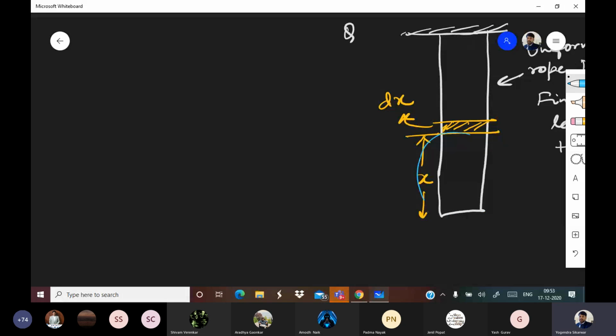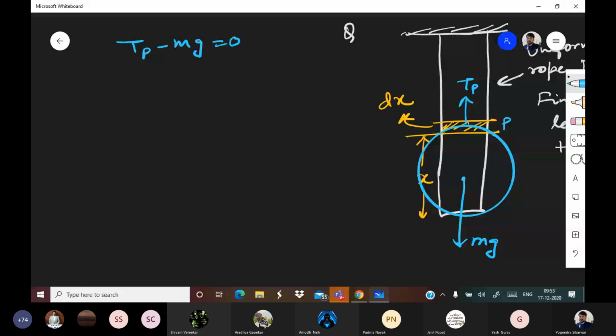Pay attention. Now tension at this point, suppose this point is P, so tension will be TP. That will be only due to the part which is hanging below. So TP minus mg is equal to 0, and TP will be mg, and that small m will be nothing but M by L, mass per unit length, into x. This is length, so this becomes mass into g. This is equation number 1.